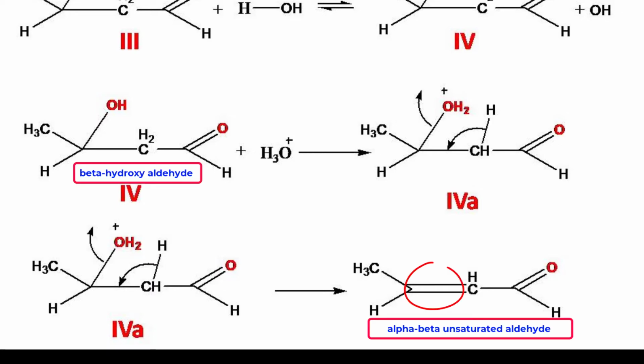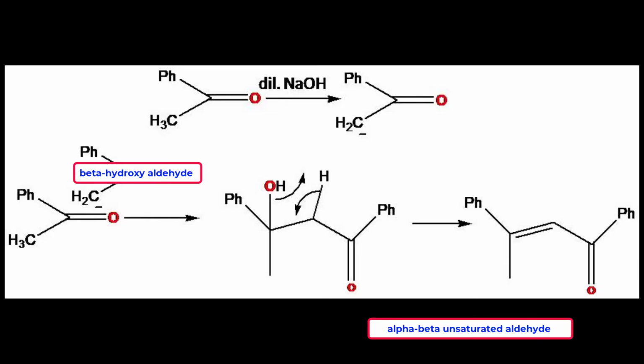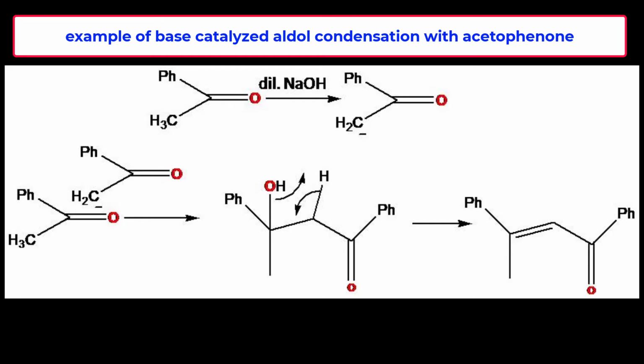Another example of base catalyzed aldol condensation: acetophenone in presence of base. Carbanion formation takes place at the alpha carbon, one of the alpha hydrogens getting abstracted by the base. This carbanion now attacks C double bond O, helping in the formation of a hydroxyl group at the beta position. Eventually we get an alpha-beta unsaturated aldehyde.